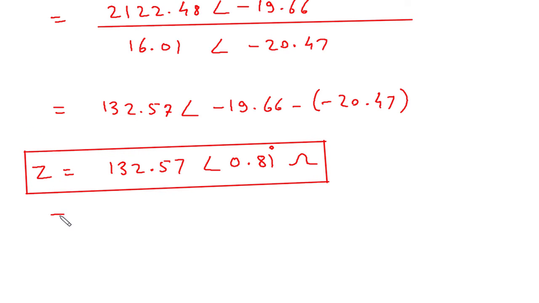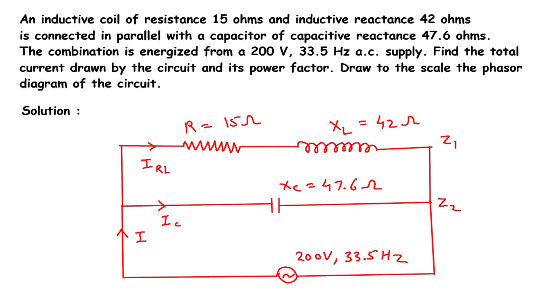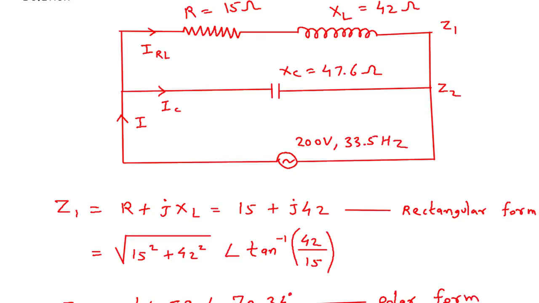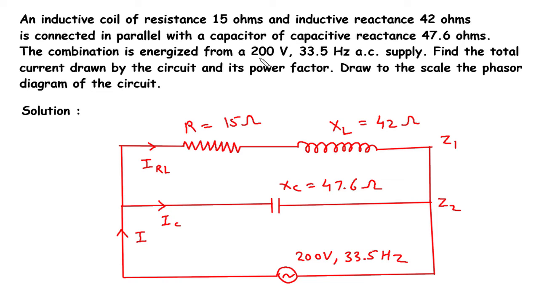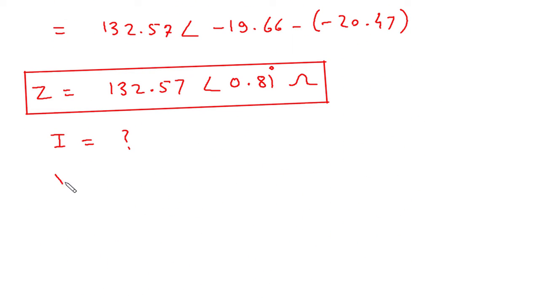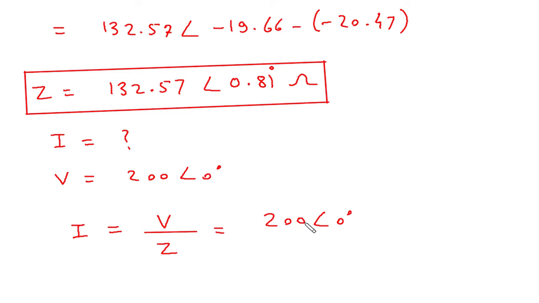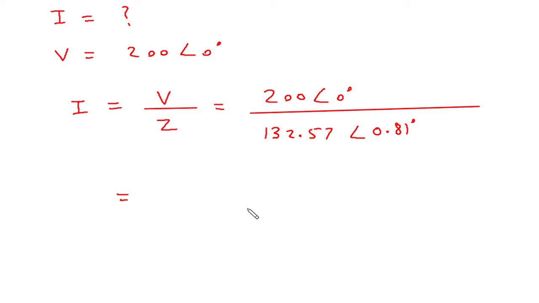Now we have the value of Z. The value of current I is not given, but the value of voltage is given. The value of voltage is 200 volt. We have to find the current I. The voltage is 200 at an angle of 0 degree. Now using Ohm's law for AC circuit, we can find the value of current I. So current I will be equal to V upon Z, that is 200 at an angle of 0 degree divided by impedance Z, 132.57 at an angle of 0.81 degree. So it will be 200 divided by 132.57.